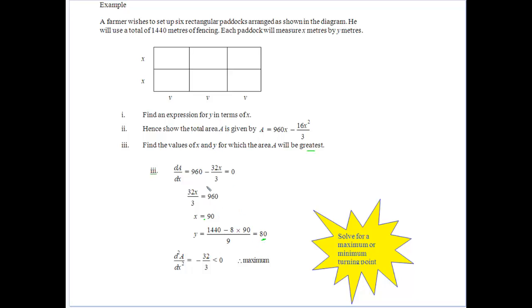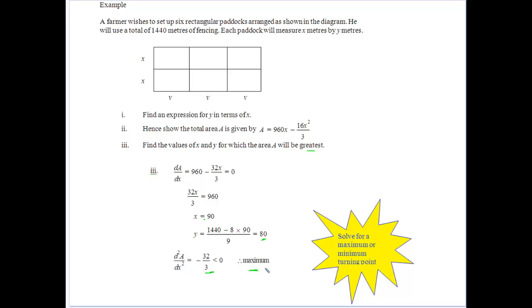We also need to test it. We can test with the first derivative or the second derivative. We've just got to prove a maximum or minimum turning point. It depends on whether you want to use the first derivative or the second derivative test. If we differentiate again, we get minus 32 on 3, which is less than 0 for all values, so it must be a maximum. So there's how we prove a stationary point is a maximum or minimum value for the problem.